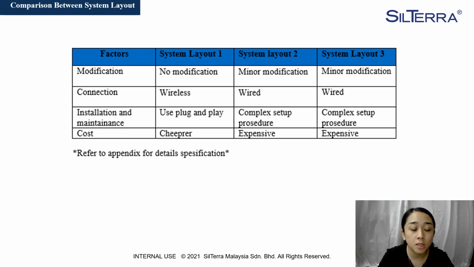So for system layout 1, no modification. The connection is wireless. For installation and maintenance, it is plug and play. The cost is cheaper. For system layout 2, for modification, it just needs minor modification. For the connection, wired. For installation and maintenance, a complex setup procedure. The cost is more expensive.